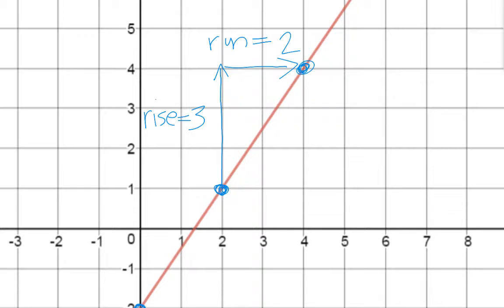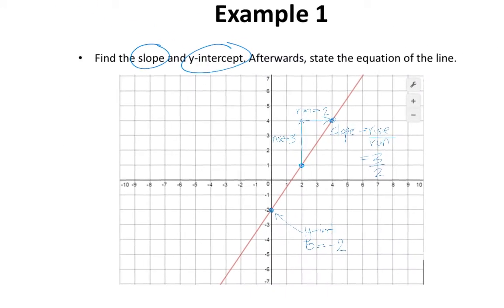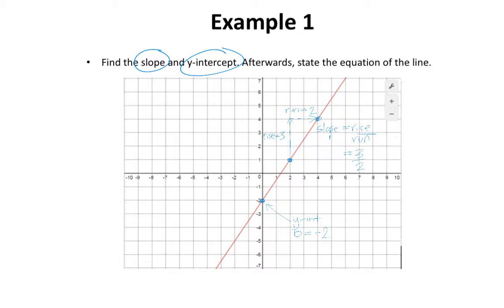Once I have my rise and run values, I can calculate the slope. Slope is equal to rise over run, which is then equal to 3/2. You can't simplify this any further, so just leave it as an improper fraction. Let's zoom out to see all the work that we've done for this one example so far. As you can see, we've just figured out the y-intercept, and we've also figured out the slope.